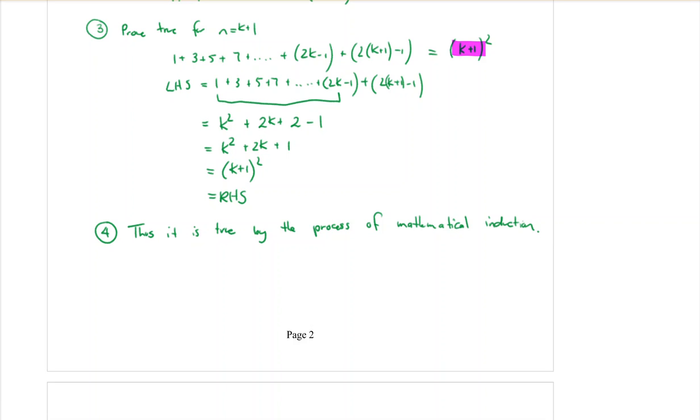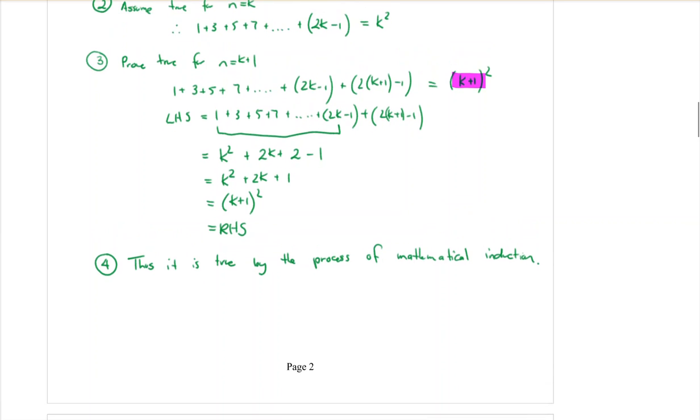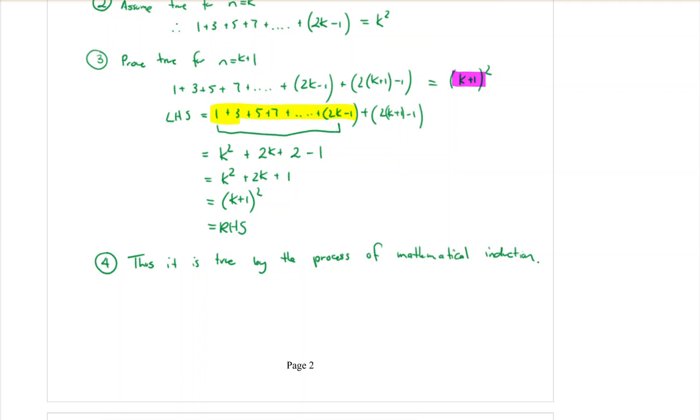How did you get the line underneath the LHS? So what I've done is I've taken, where's my highlighter? This whole part here, this 1 plus 3 plus 5 plus 7, all the way up to the 2k minus 1, that's the same as this part here. So all I'm doing is taking that part and I replace it with k squared.